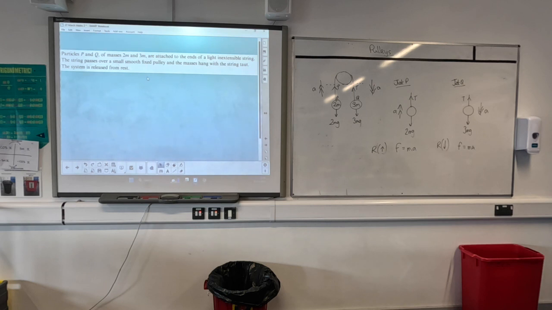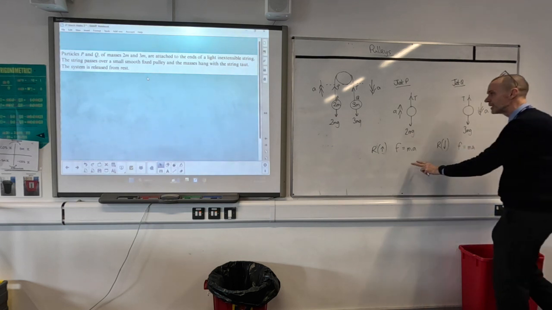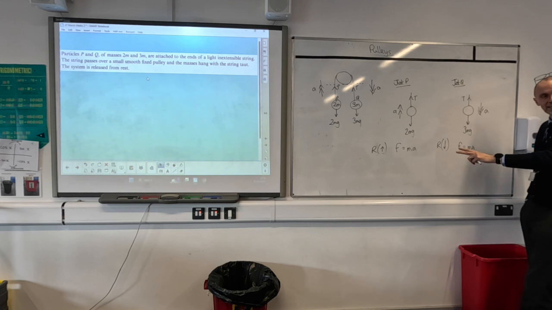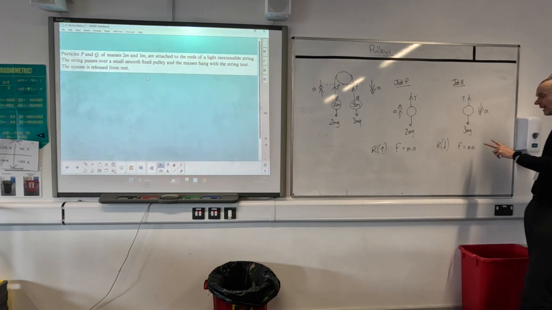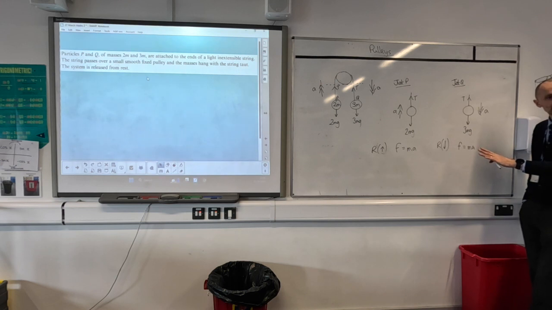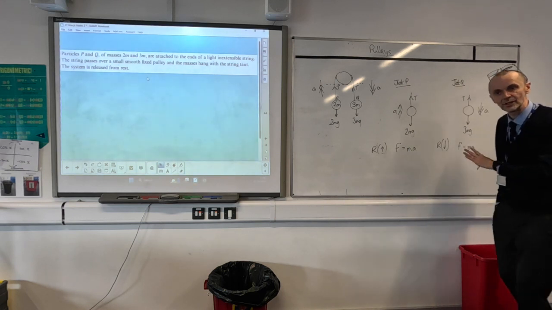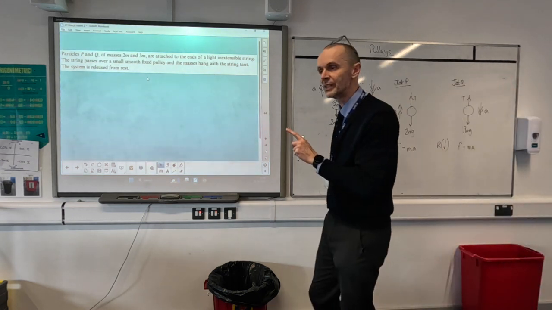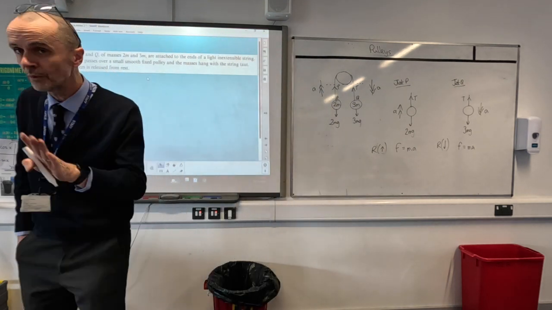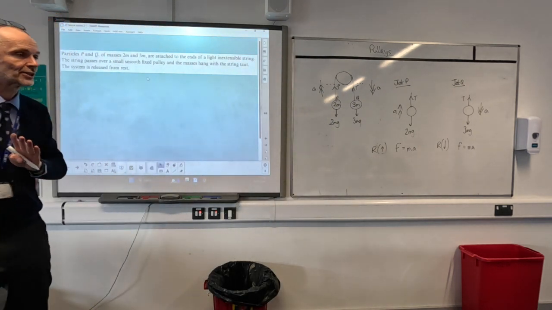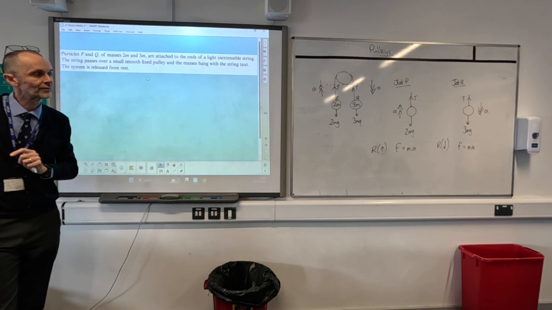Sorry, the accelerations are the same, but the fact the string is light and inextensible means that the tensions are the same as well. So what I'm going to get here is an equation with T and A in it. I'm going to get another equation here with T and A in it, simultaneous equations. If I can solve those simultaneous equations, I can find my two missing values. Where I have two missing values, I need two simultaneous equations to solve it.